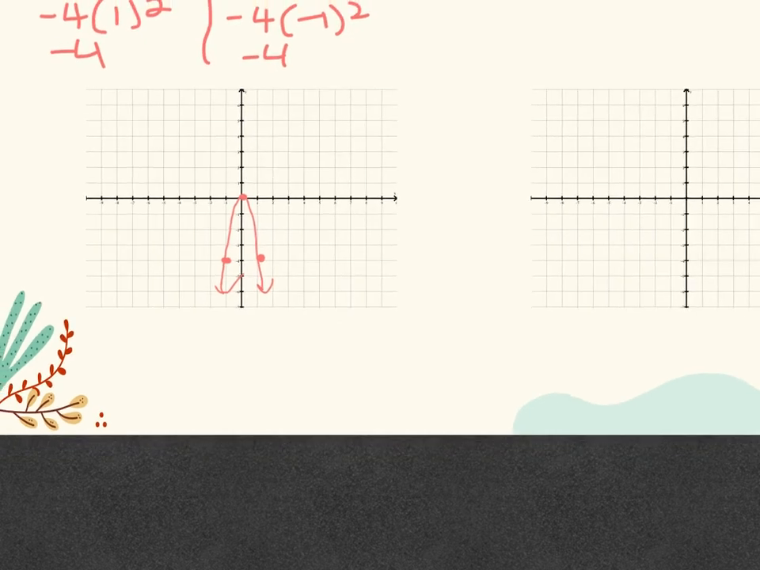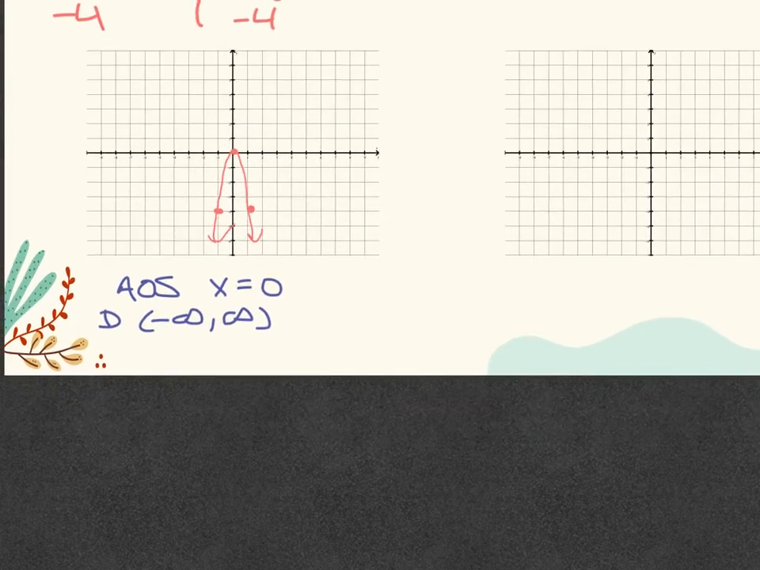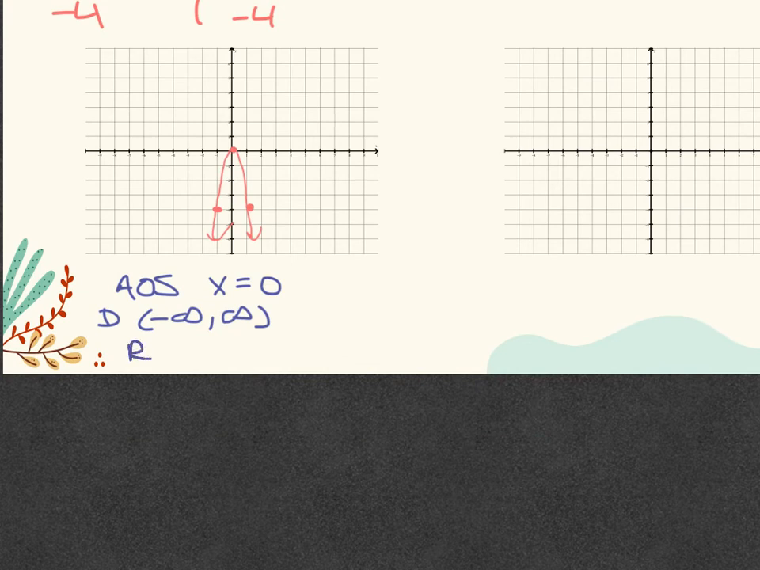My axis of symmetry is still x equals 0. My domain is still all real numbers, but how does my range change? It goes from 0 to negative. Other way around, right? So negative infinity to 0. You always want to go smallest first, so the negative comes first.